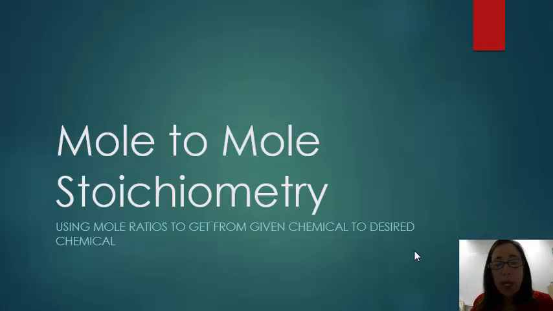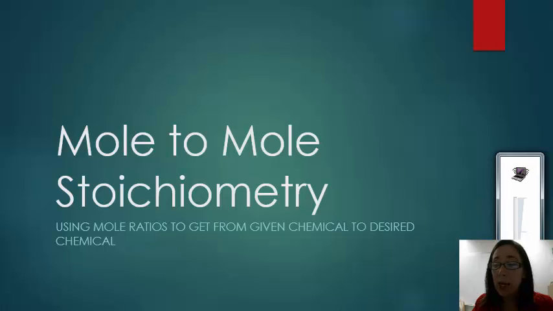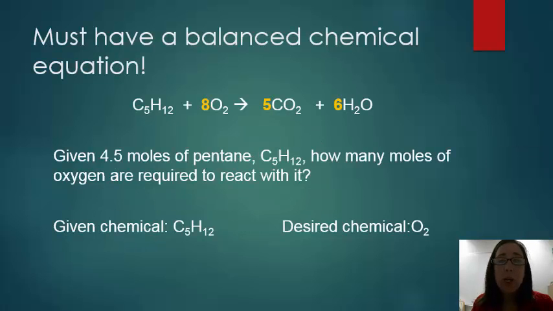Mole-to-mole stoichiometry is using mole ratios to get from moles of a given chemical to moles of the desired chemical. As in any stoichiometry problem, we are always going to use the mole ratio. So the very first step is we have to make sure we have a balanced chemical equation, because a mole ratio comes from the balanced chemical equation.